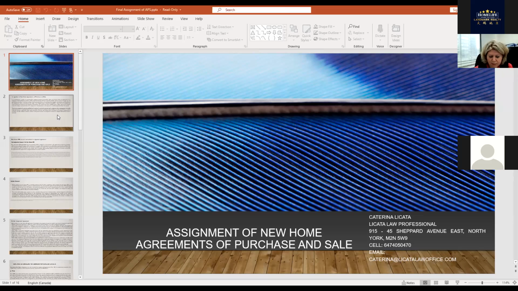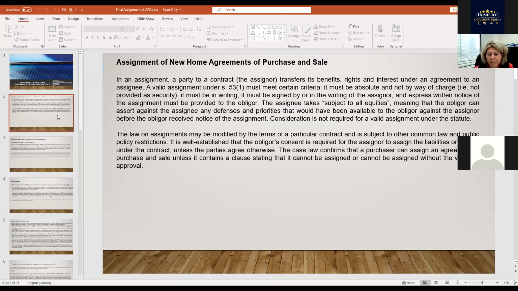So here we see the assignor, the original buyer, transferring benefits and interest under the agreement to an assignee, the second buyer. The assignment should be written. So we have Form OREA 150, which is the form that you are going to sign with your client. And then there will be a second agreement, which will be the builder's consent agreement, provided by the builder's lawyer.